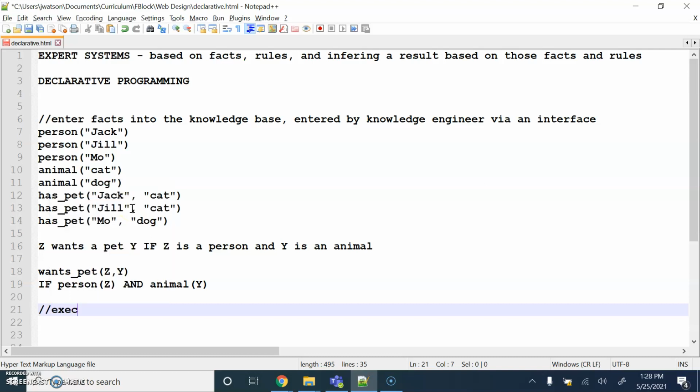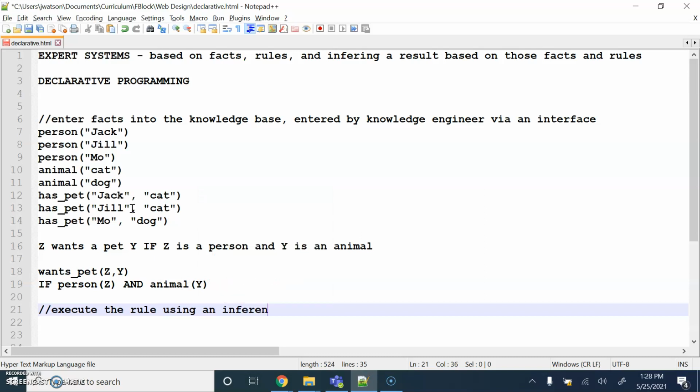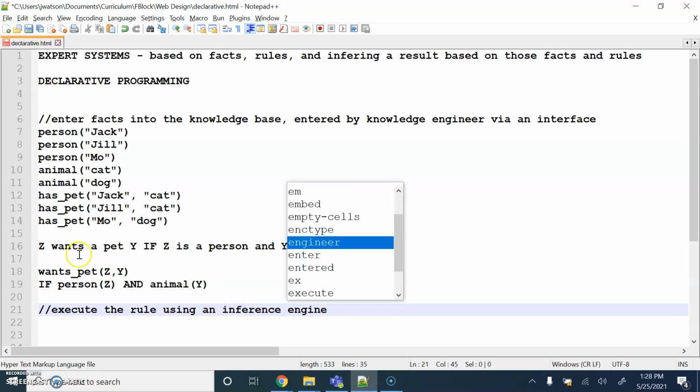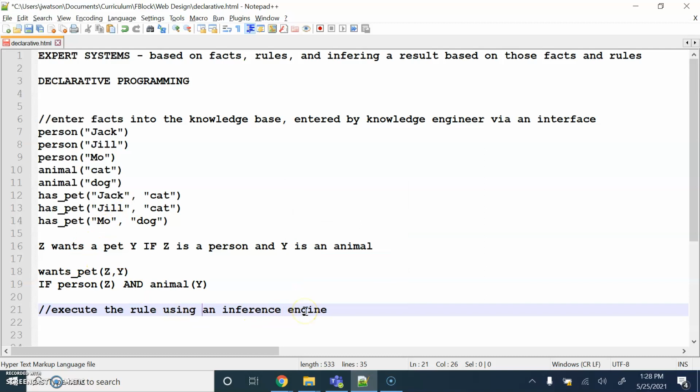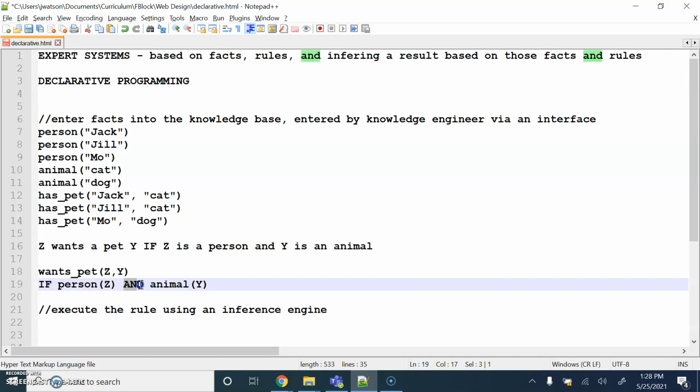We execute the rule using an inference engine. Now, what the inference engine does is it looks at the rule, it goes through the knowledge base trying to figure out if this is possible. And looking at all the different facts and all the different logic associated with the rule, it infers a result. That means it gives its conclusion.